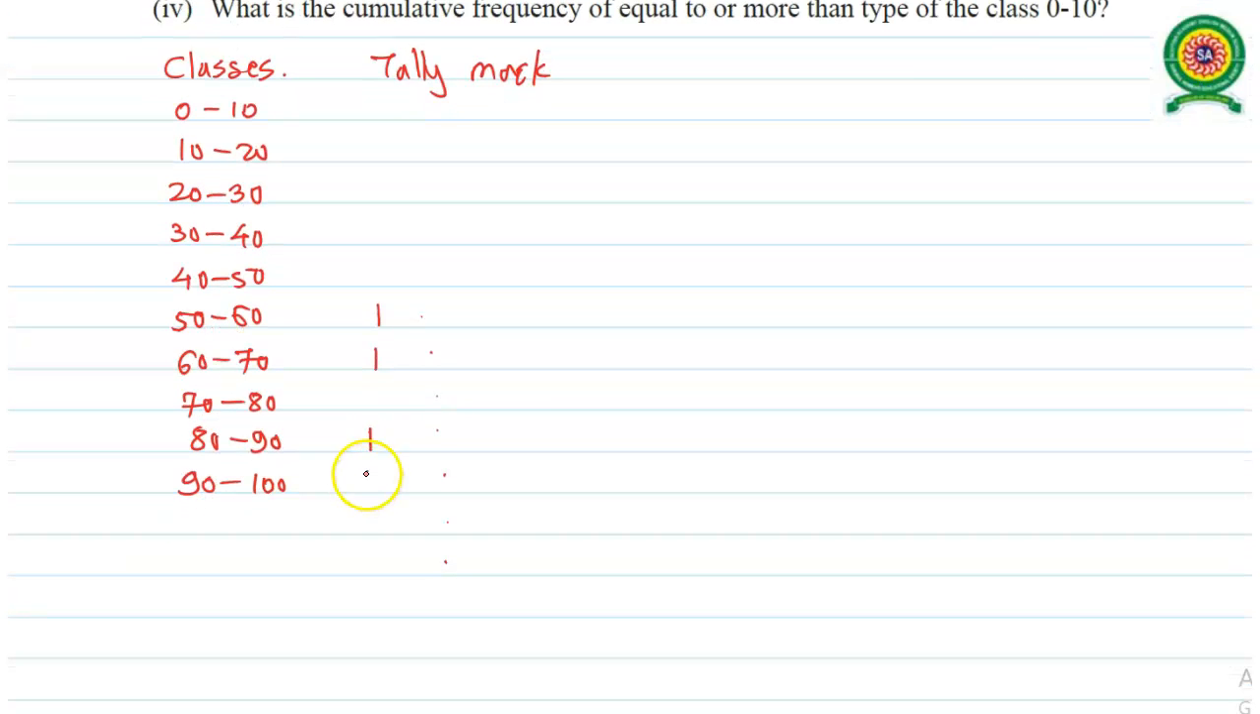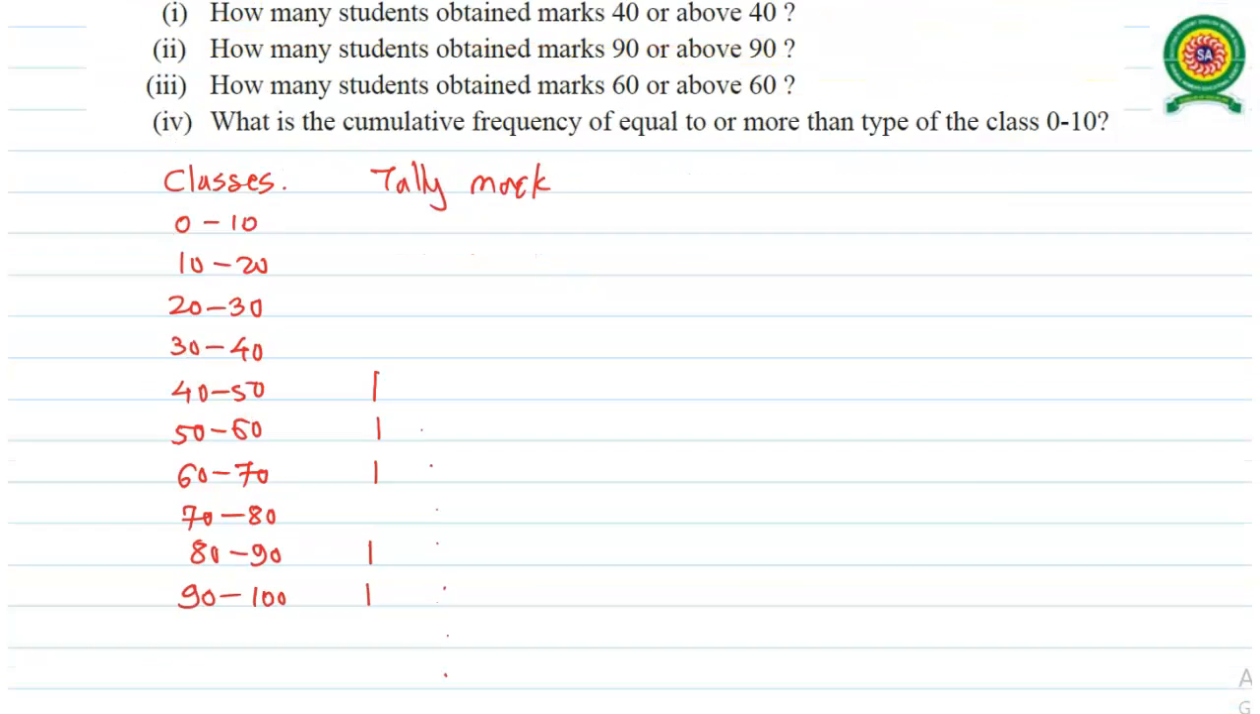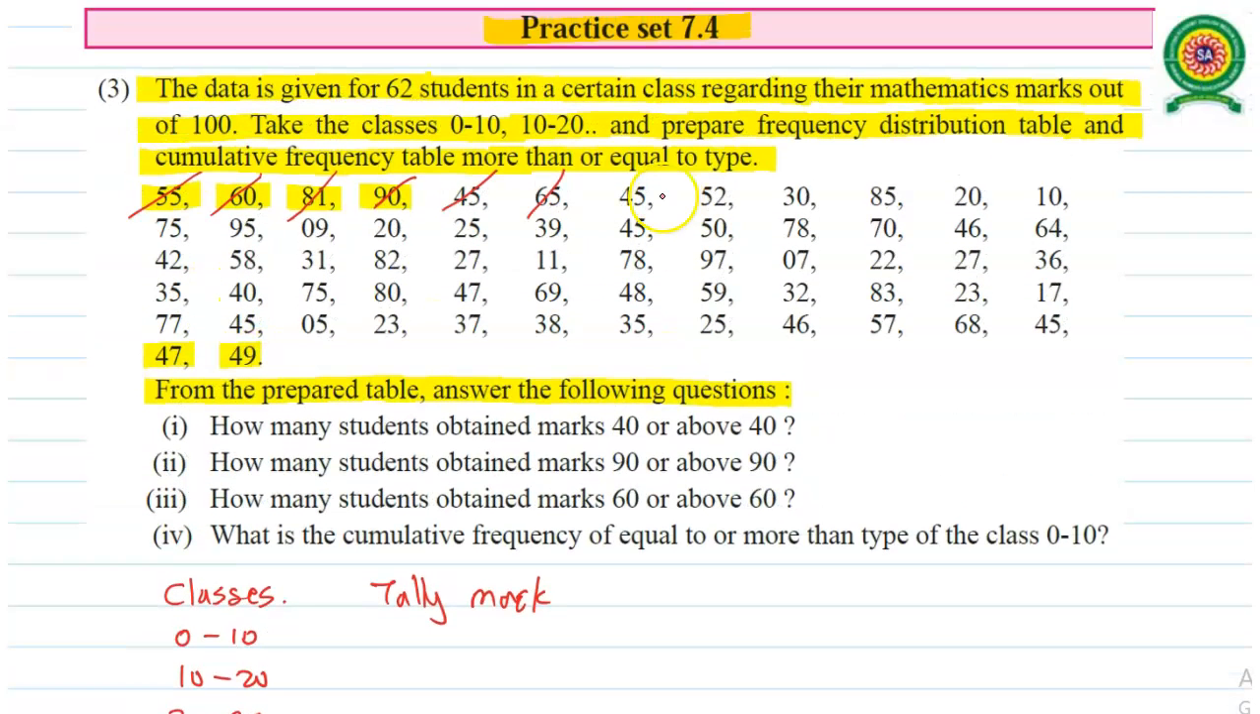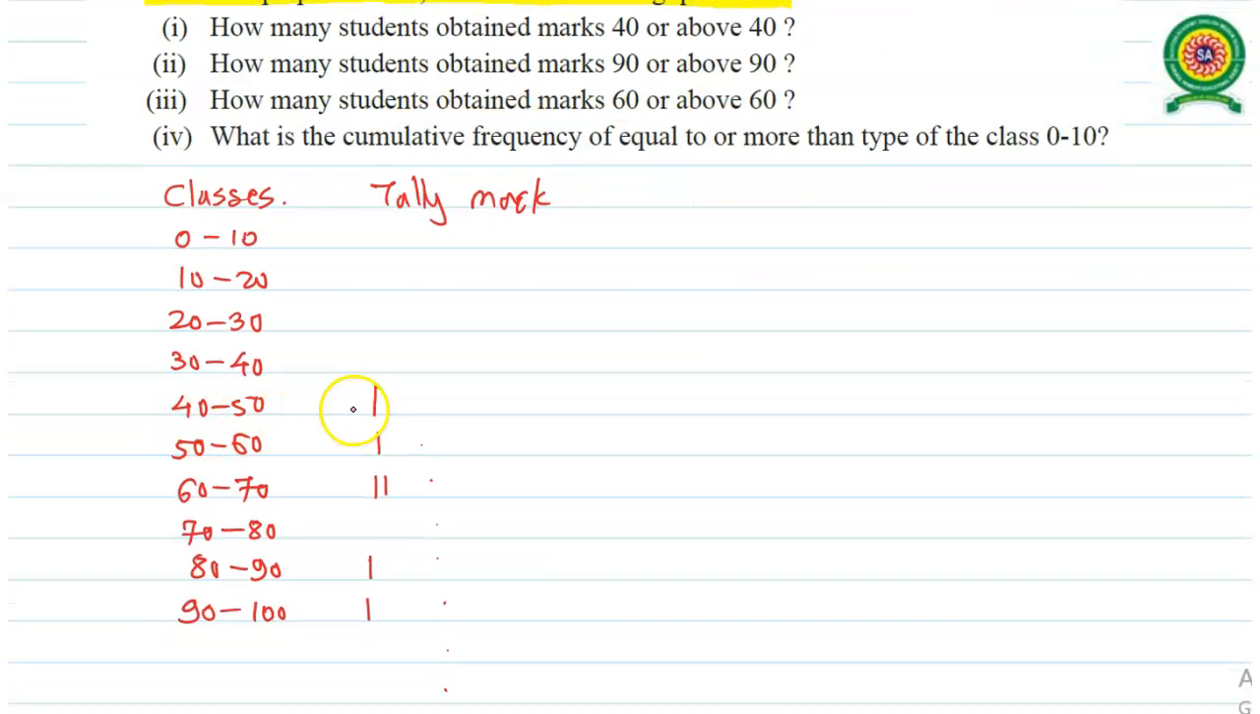Now look ahead for the next: 90, 45, 65. So 90, lower limit becomes 90. Next to it we have 45. So 40 to 50 be the 45. And next to it we have a 65. So 60 to 70 becomes 65. Next to it we have 45, 52 and 30. So 45 comes under 40 to 50. After that we have the 52. So 52 comes in the class 50 to 60. And after that we have a 30. So the class which has a lower limit of 30, so 30 is included in that class.